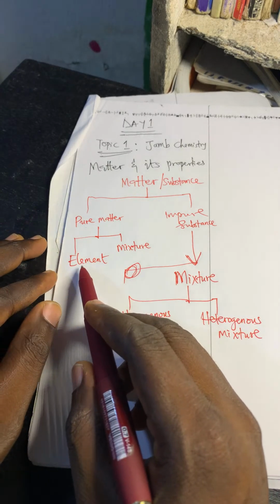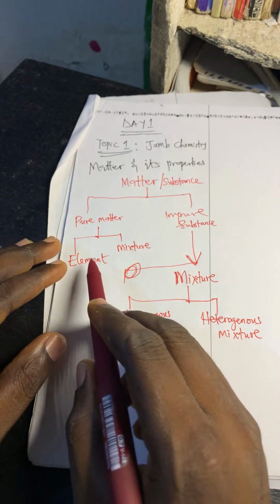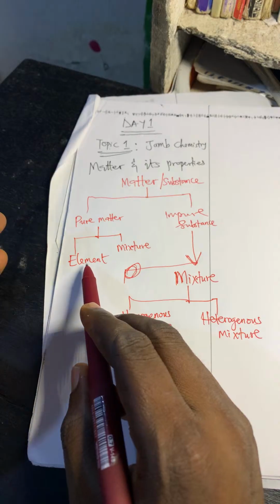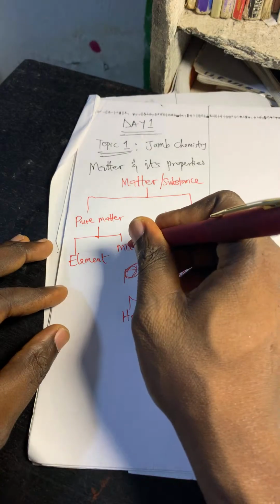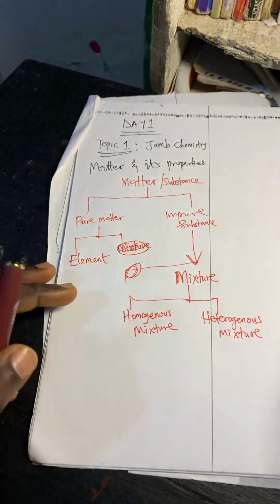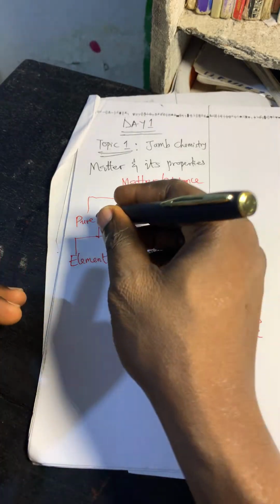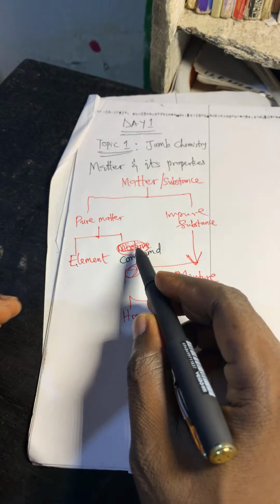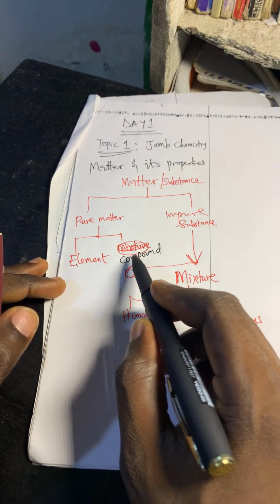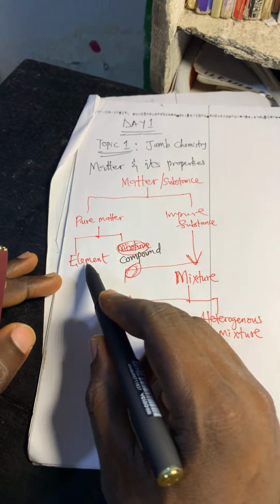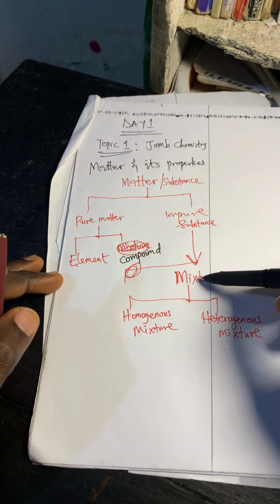Don't forget, this is just a species that has one distinct kind of atom, element. You know the definition of an element. So we're coming to that. Then combination. Sorry, this is compound. Pure matter is split into elements and compound. Of course, two or more elements chemically combine to give you compounds. Take note. They're chemically combined to give this, while they're physically combined to give mixture.